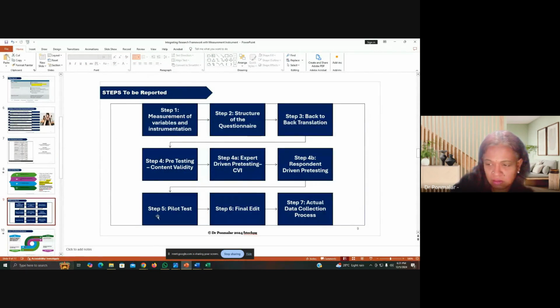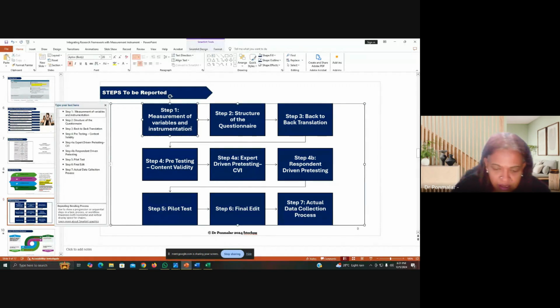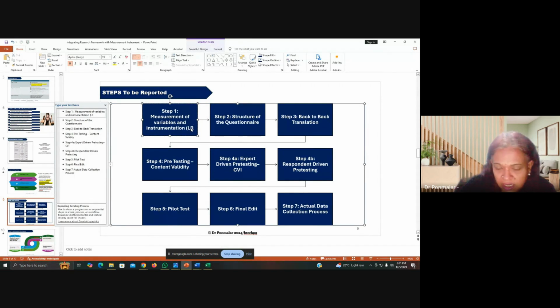Okay. These are the steps to be reported. Okay, step 1, measurement of variables and instrumentation. These are the most important steps now. Yeah, we have 7 steps. Step 1 is measurement of variables and instrumentation. This one usually comes from LR.